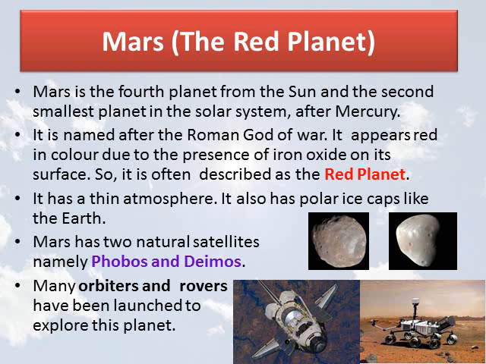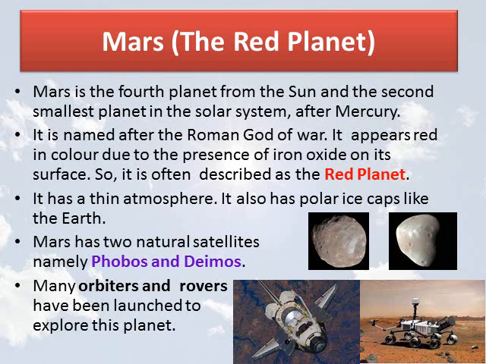Now let's go to the next planet, Mars. Mars is otherwise called the red planet. It is the fourth planet from the Sun and the second smallest planet in the solar system after Mercury. So Mercury is the smallest one. The second smallest is Mars. It is named after the Roman god of war.